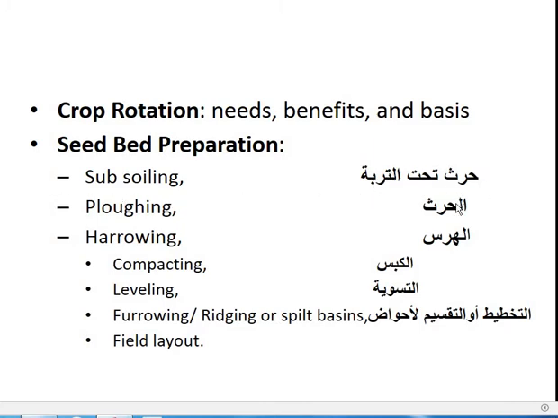Plowing. Harrowing, which farmers describe as dragging the land. Compacting. Leveling. Furrowing or ridging or split pieces, which is the layout of the land. Furrowing, or ridging, it is the same.